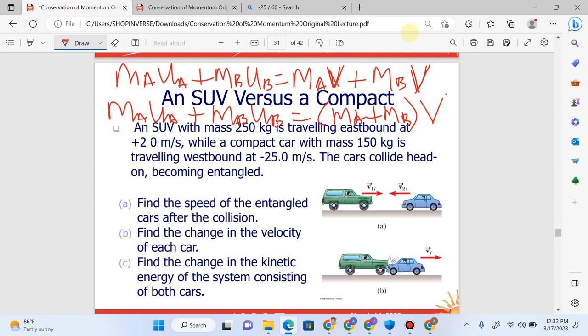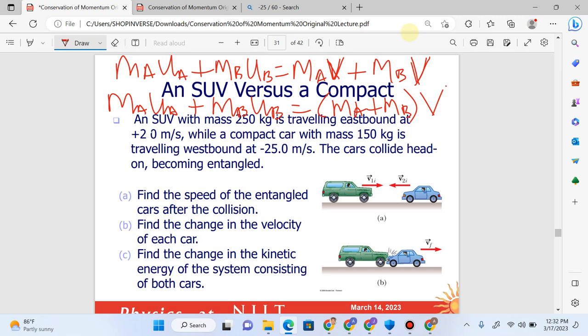Look at this example. This is an example on inelastic collision. An SUV with mass 250 kg traveling eastward at around 20 meters per second. This is the initial speed of the SUV. While a compact car with mass MB is traveling westward at minus 25 meters per second. This is the initial speed of the car. The cars collide head-on, becoming entangled.